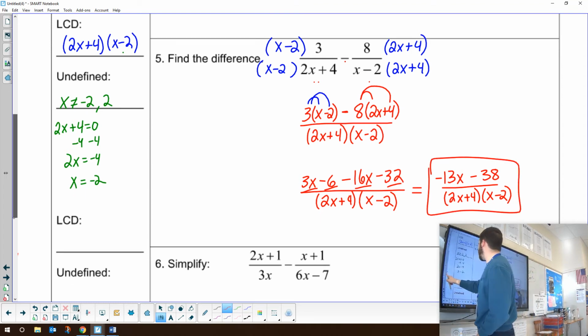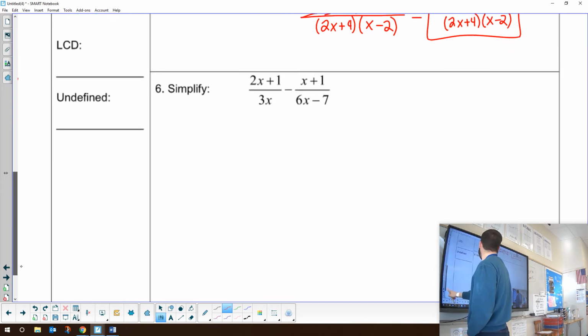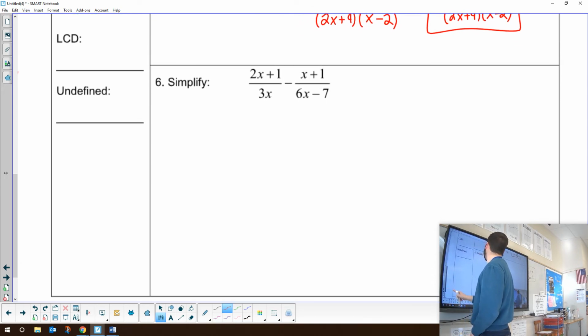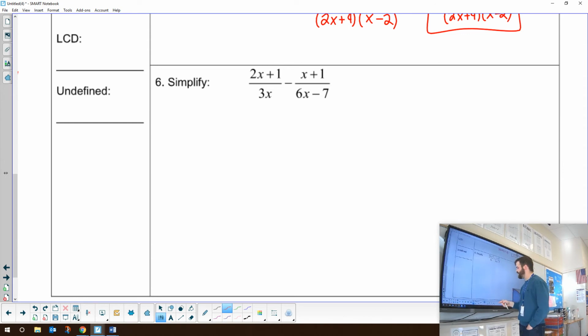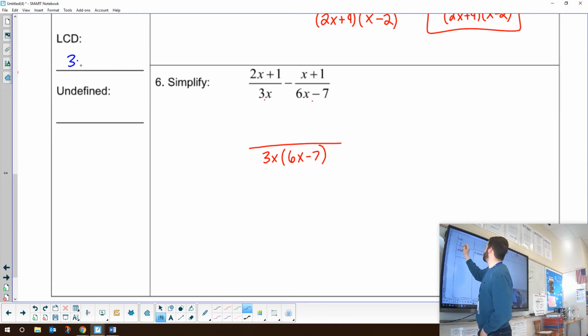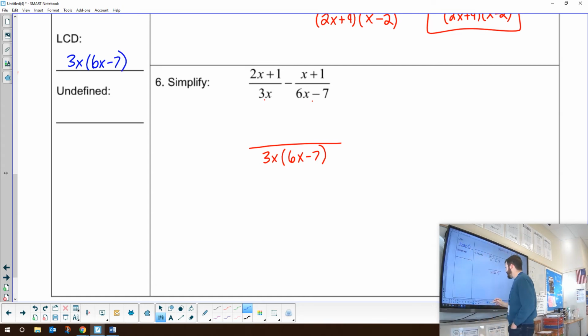Okay, now let's try our last one, number 6. So number 6, we're first looking for a least common denominator. And in this case, these two do not have anything in common. So my least common denominator between the two is going to be 3x times 6x minus 7. That is my least common denominator, 3x times 6x minus 7. Now, to get from 3x to down here, I had to multiply by 6x minus 7.